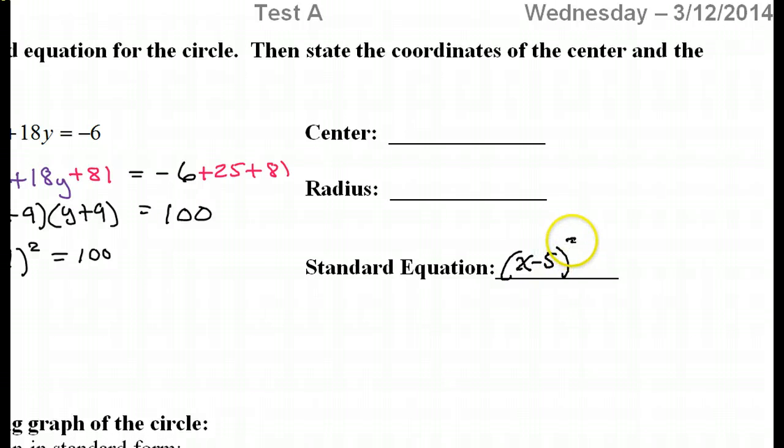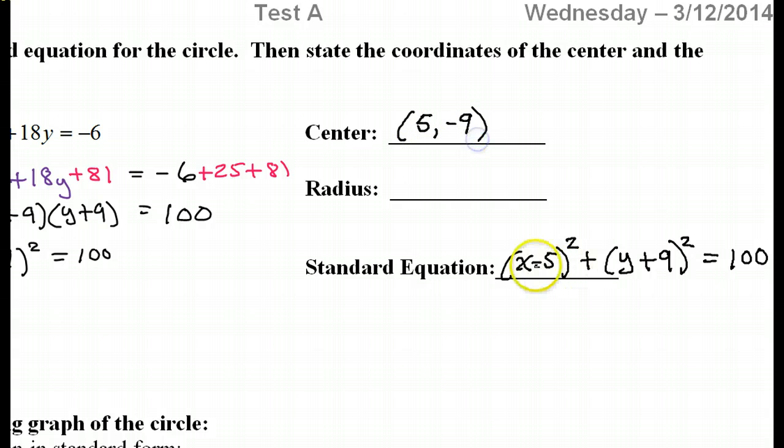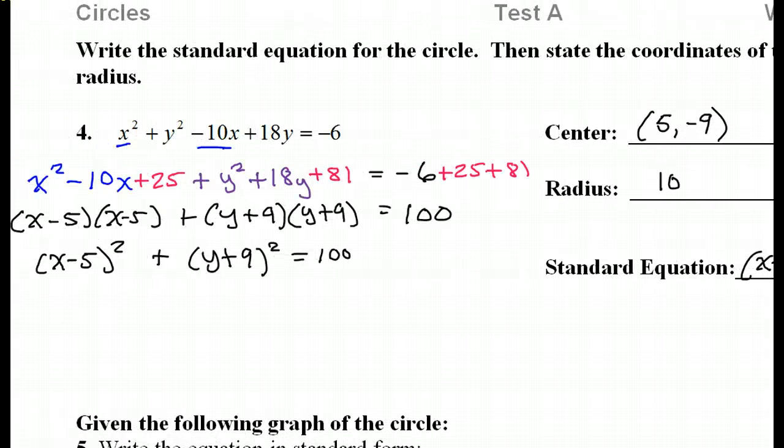So I'm just going to recopy it in the answer line. x minus 5 squared plus y plus 9 squared is equal to 100. That means that the center is the point 5 comma negative 9. It's the opposite of these two. And since this is the radius squared, the radius must be 10. Obviously I'm doing the square root of 100 to find this radius. That's it for number 4.